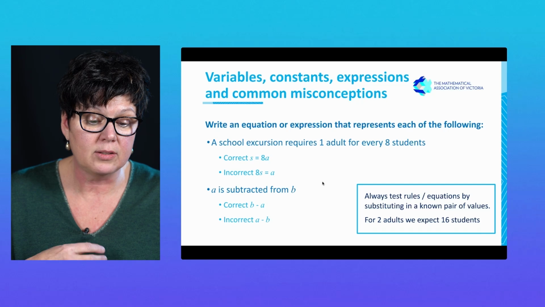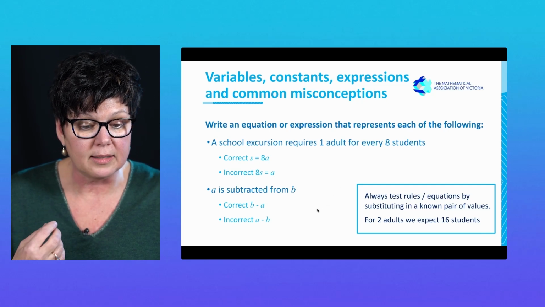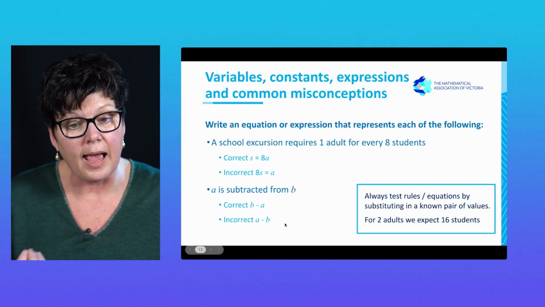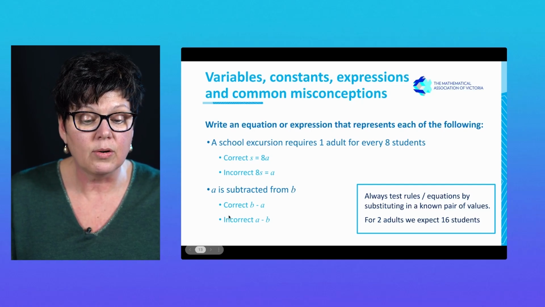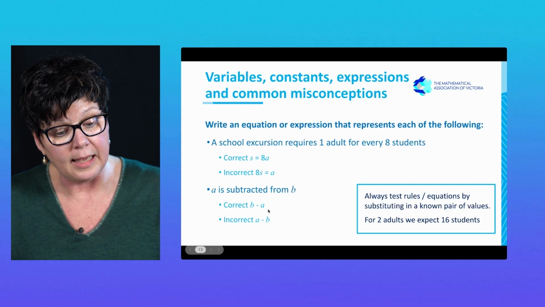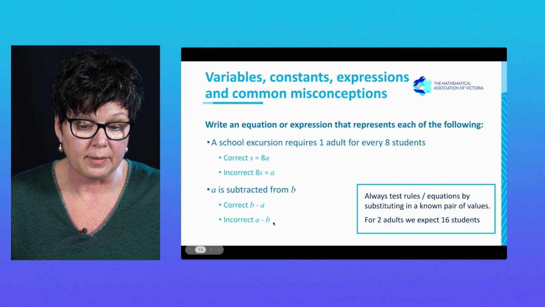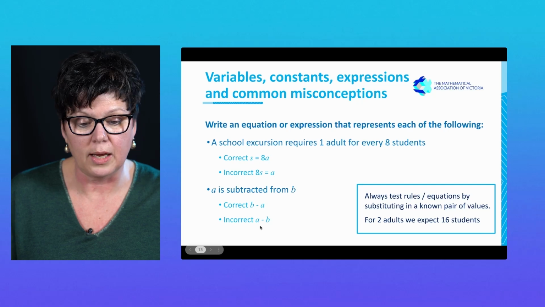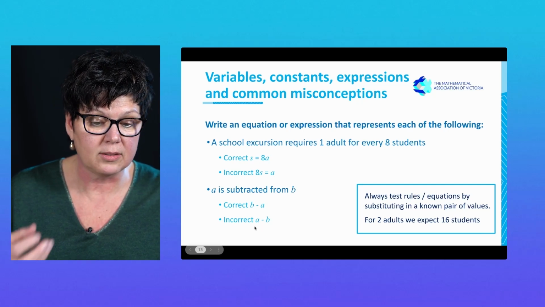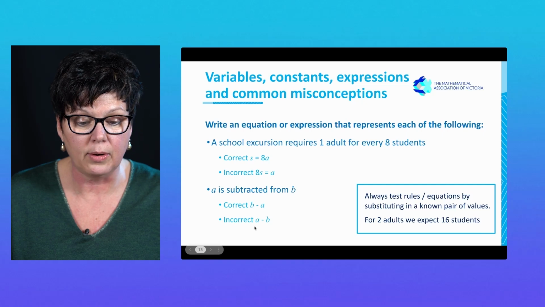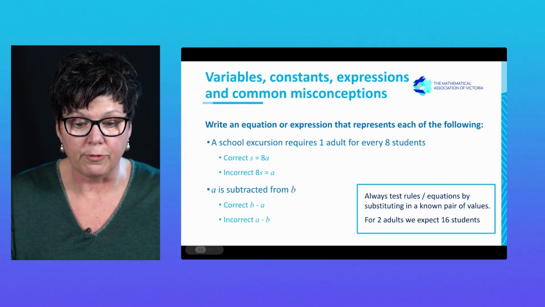So here we have the expression A is subtracted from B. Again, a common error is that we are writing it as we're reading it, as you do in a sentence. So the correct answer is B take A, and the incorrect one is A take B. This is a little bit harder to sort out with substitution because we don't have that next bit in terms of the answer that we're anticipating. So these are all things to keep an eye out for.